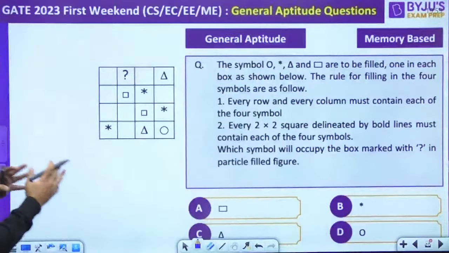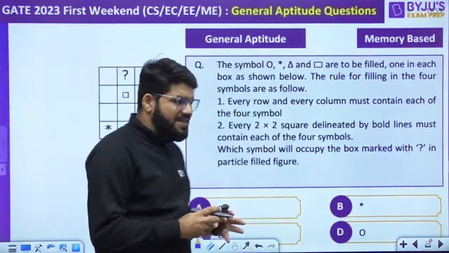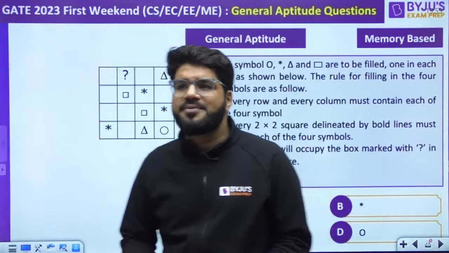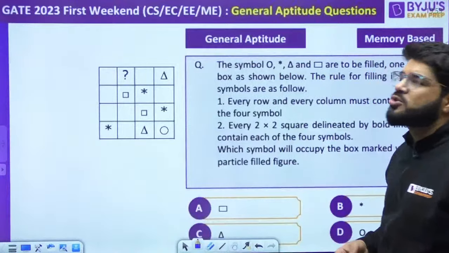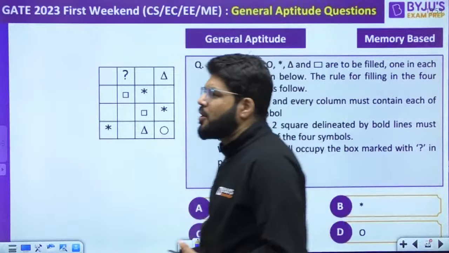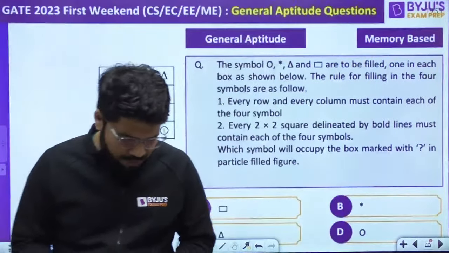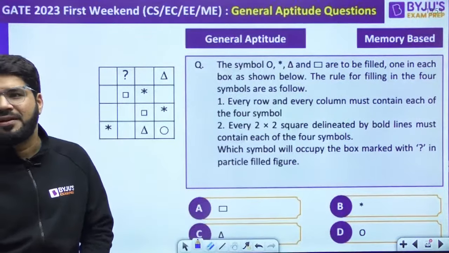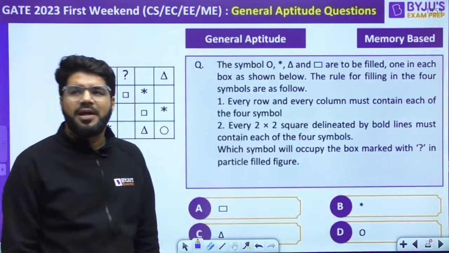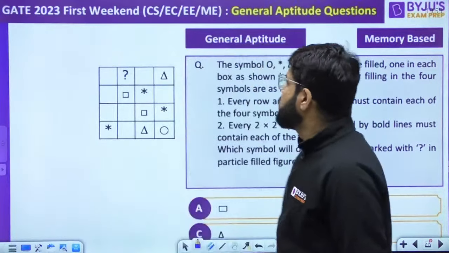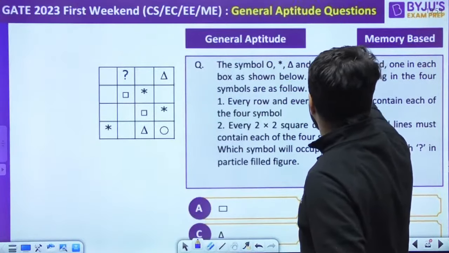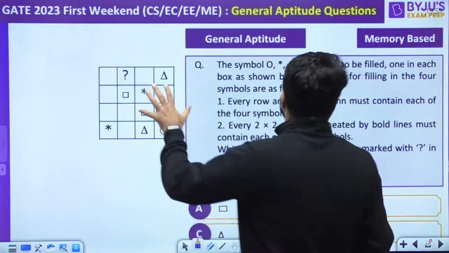Yeah, so some spatial aptitude questions which were mostly pure observation. This is like a Sudoku question. You may be solving it on mobiles or in newspapers; if you have a habit of solving Sudoku, this is a very simple type of Sudoku question. So there are 4 symbols: the circle, star, triangle and square. They are to be filled in each box as shown below.